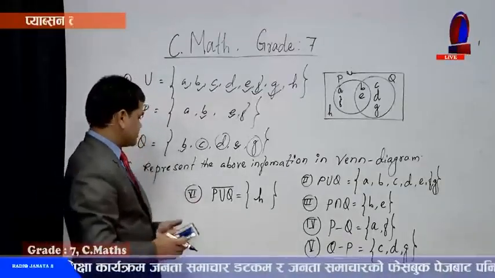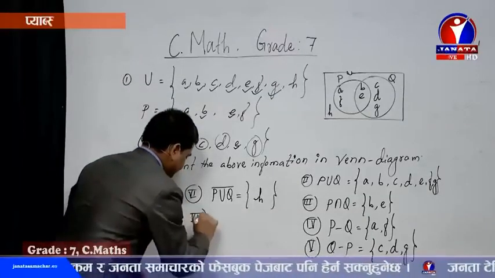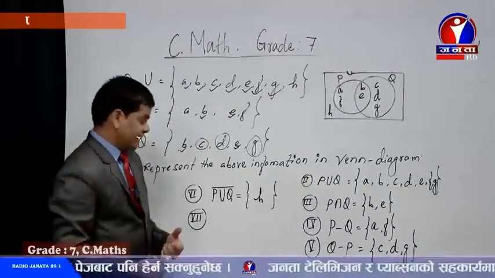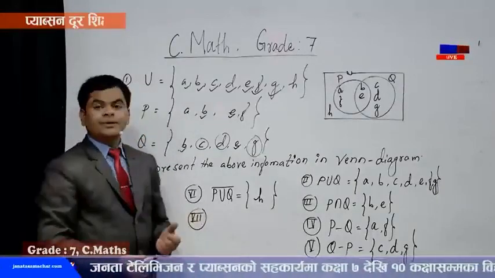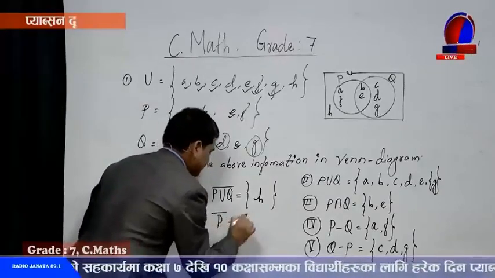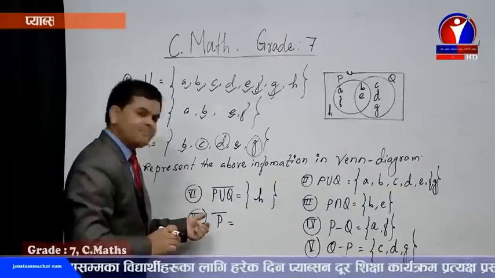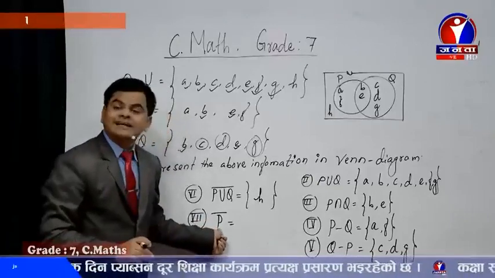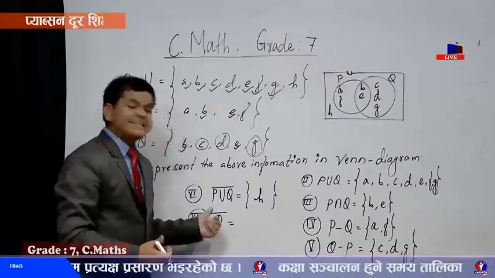Now, dear students, another one, the 7th number question. In the same question, I'm going to represent all the required things. What can be asked in the examination? I'm going to represent all those questions. Now another one, P complement. If the question says this, what will you do, dear friend? If the question says P complement, that means the elements contained in the P set excluding, that means except the elements of the P set.